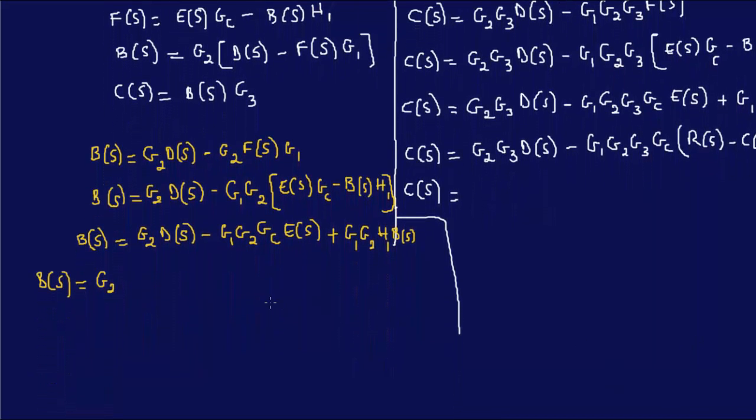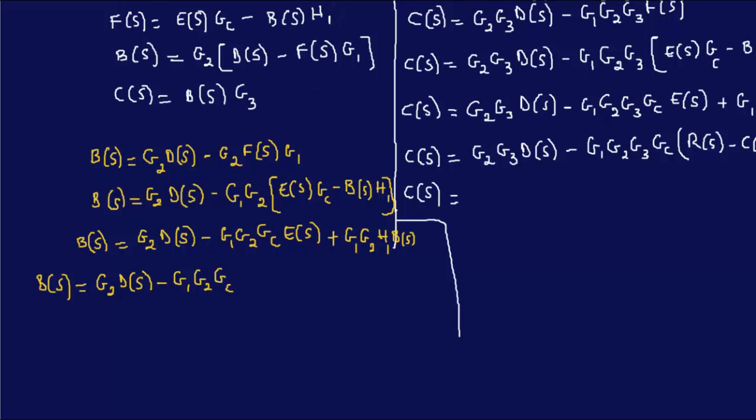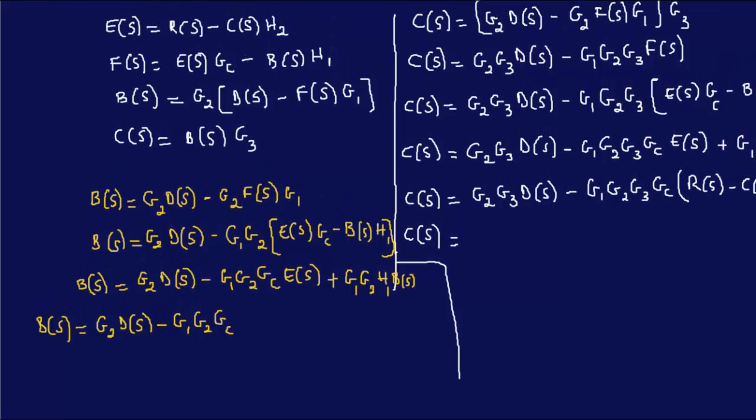So G2 DS minus G1 G2 GC ES, and what was ES? RS minus CS H2. I'm not going to touch the BS again.